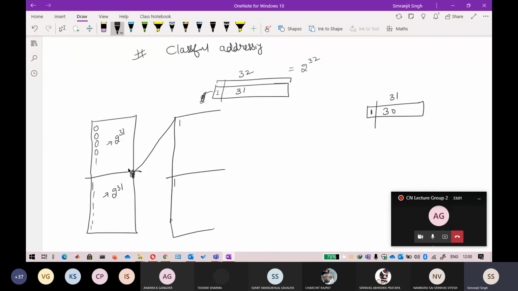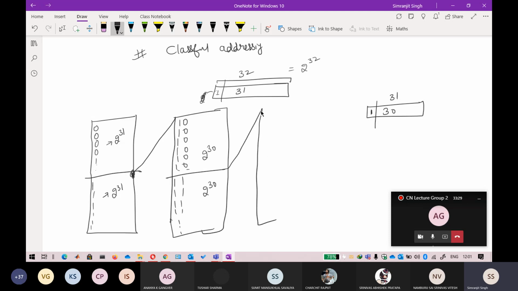I am not changing the first bit. It is already fixed. Now the second bit will contain zeros in one part and ones in the other part. The total addresses available in this space is 2 raised to power 30, because that is the remaining size of each part. In a similar way, I divide this part again. The total here is 30.